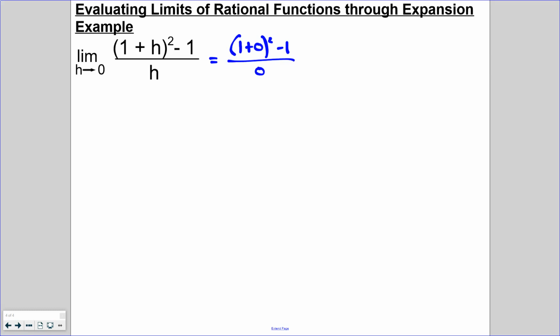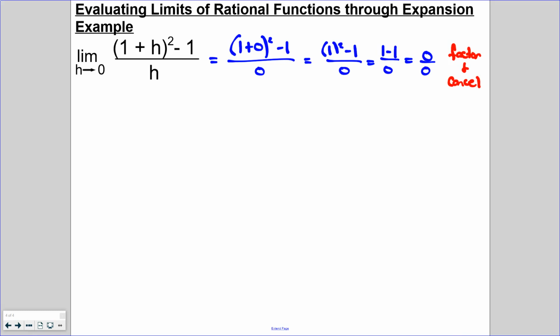over 0. And already I know this is bad news because we start out with 0 on the bottom, but let's make sure we actually get 0 over 0 as opposed to a number over 0. Because a number over 0 is different, and we'll address that in future lessons. But now we just want 0 over 0. So let's see, 1 plus 0 is 1, so we're going to have 1 squared minus 1 over 0, giving us 1 minus 1 over 0, and then we get our 0 over 0. Which again is good, because we know that we need to factor and cancel.